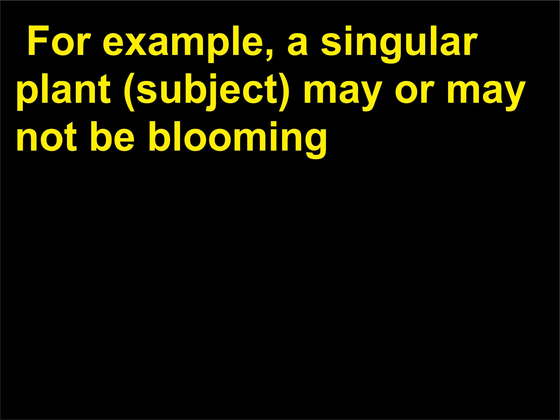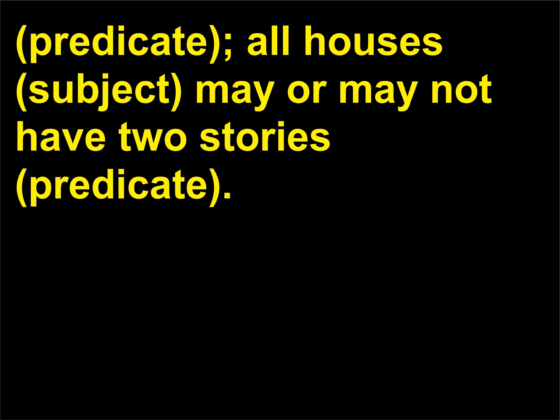For example, a singular plant (subject) may or may not be blooming (predicate). All houses (subject) may or may not have 2 stories (predicate).